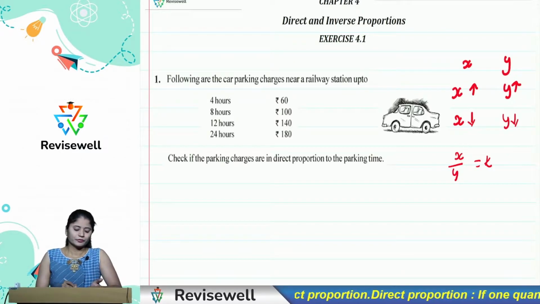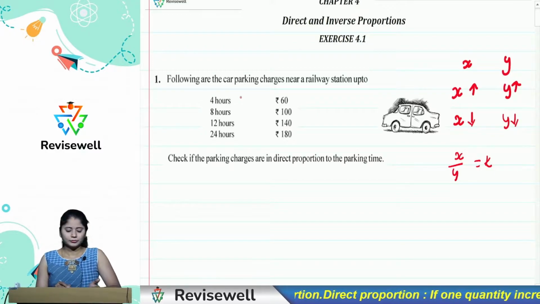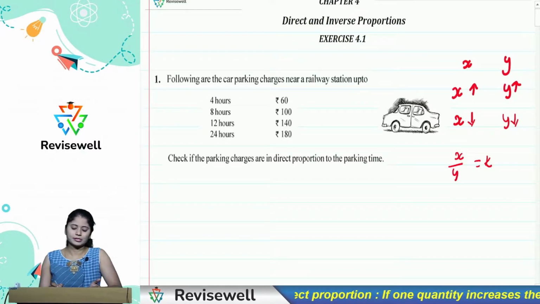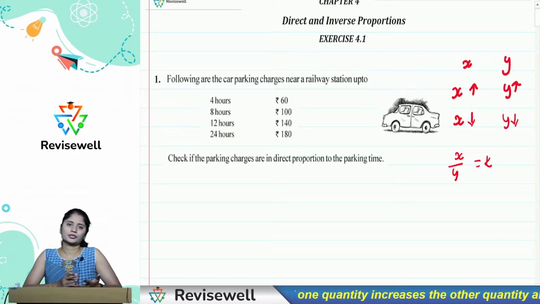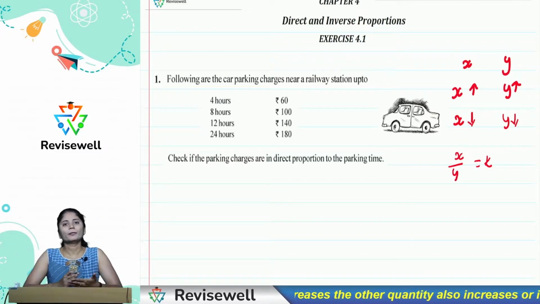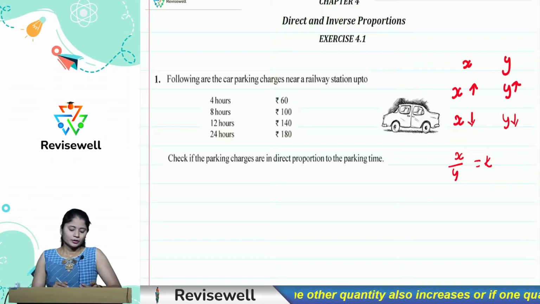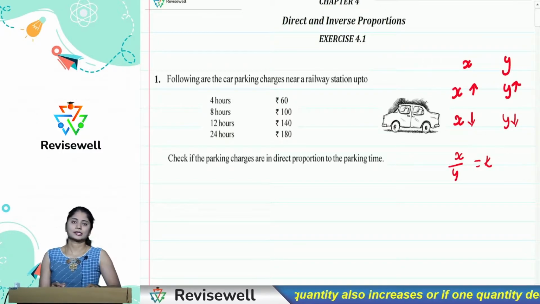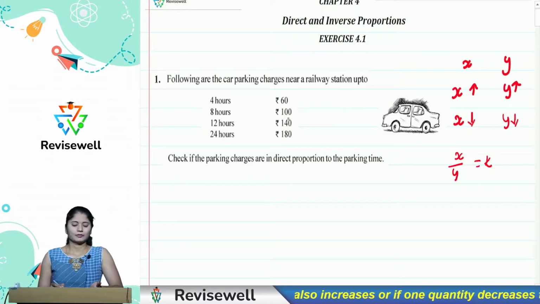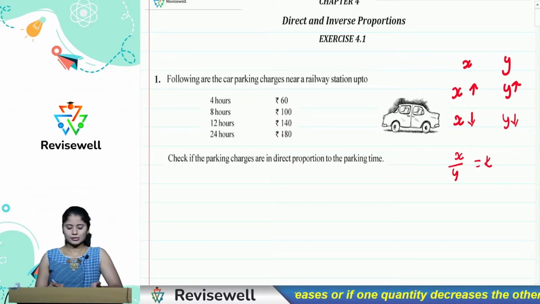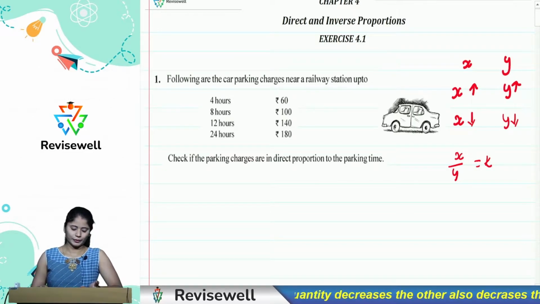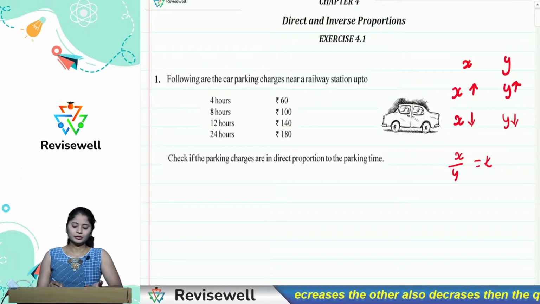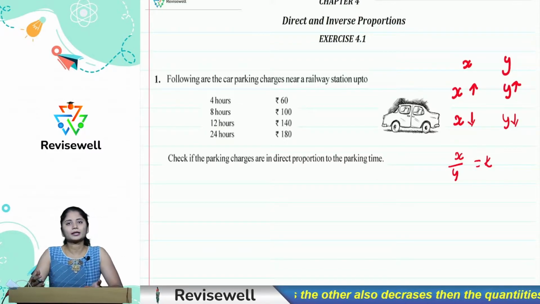Now see here, first question. Following are the car parking charges near a railway station. Whenever you park a car near a railway station, there will be charges applied to that. It depends on how many hours you are parking. See here, for 4 hours they are charging 60 rupees. For 8 hours it is 100 rupees. For 12 hours it is 140 rupees, and for 24 hours it is 180 rupees. Check if the parking charges are in direct proportion to the parking time.